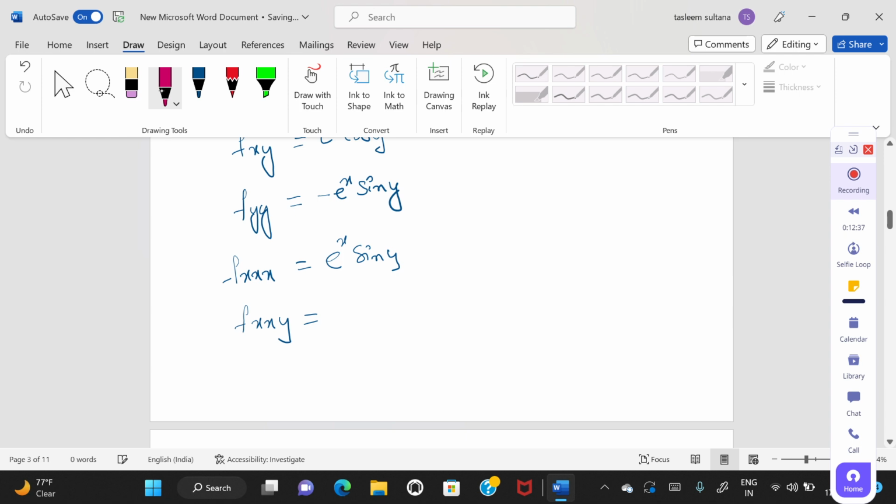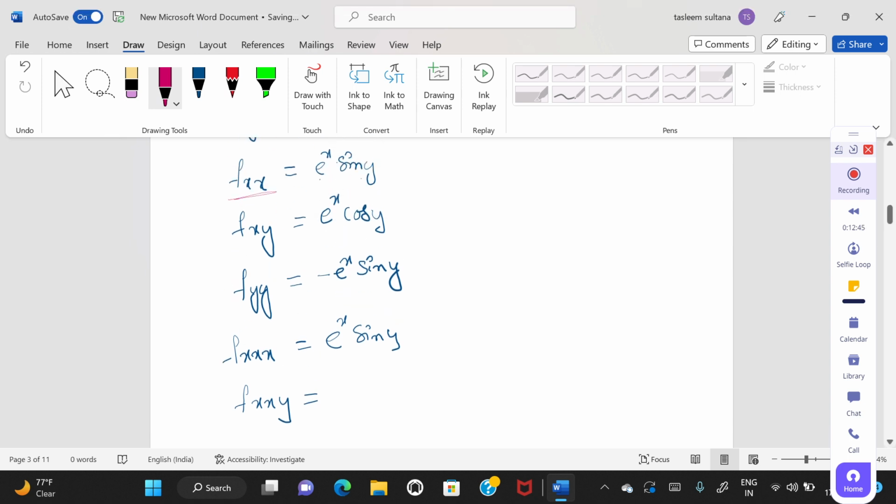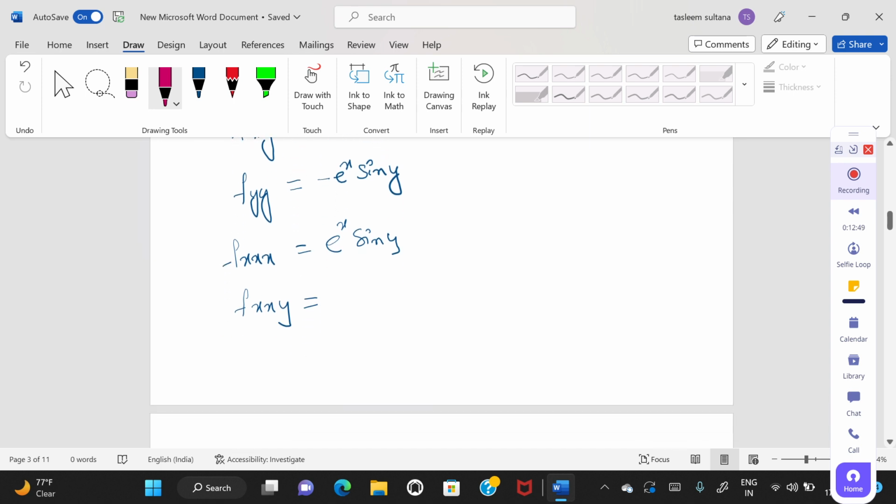Now f_xxy occurs. So what you're going to get from there? For this one you have to differentiate with respect to y. So e^x into cos y we are going to get. E^x into cos y.